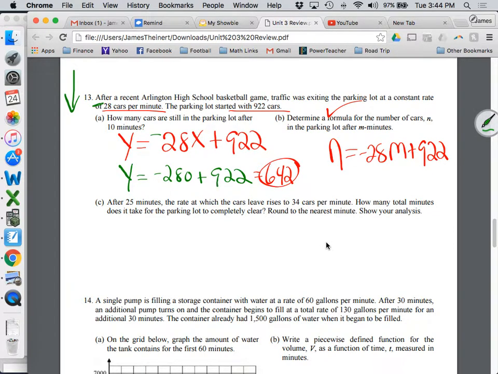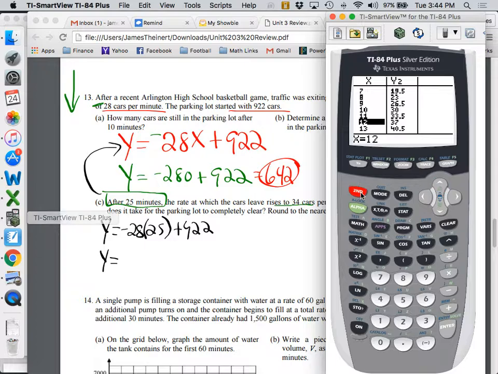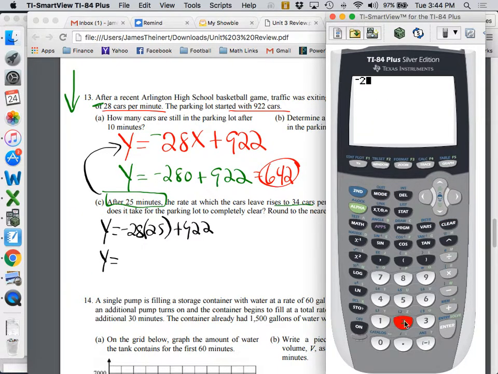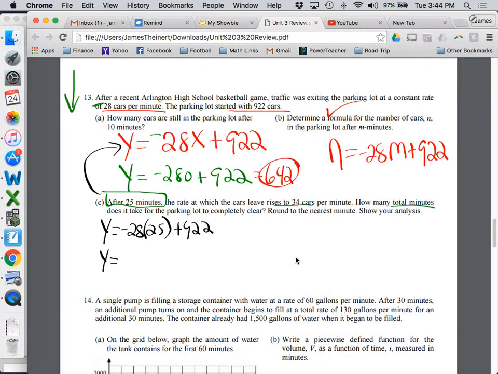After 25 minutes, the rate at which cars leave rises to 34. How many total minutes would it take? Well, let's do the 25 minutes first. Using this equation for 25 minutes, y equals -28 times 25 plus 922. That is going to give us, I want to say the answer is 222. I'll just check it. -28 times 25 plus 922. 222, yeah. So there's 222 cars left at this point.